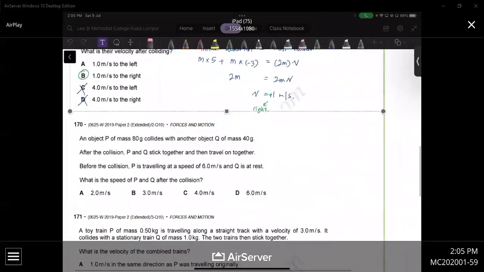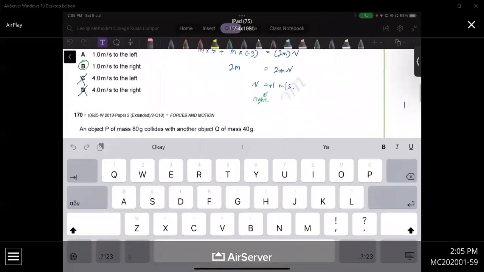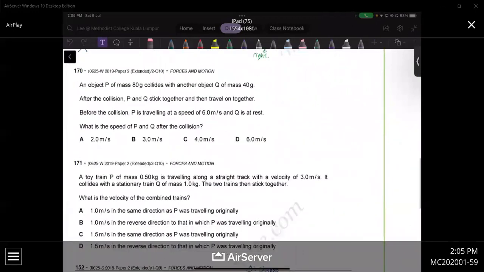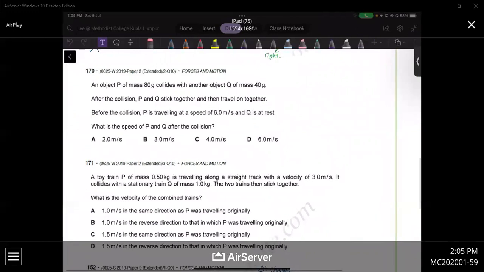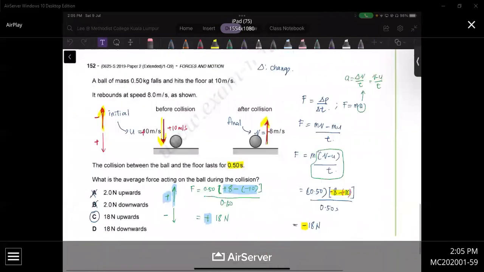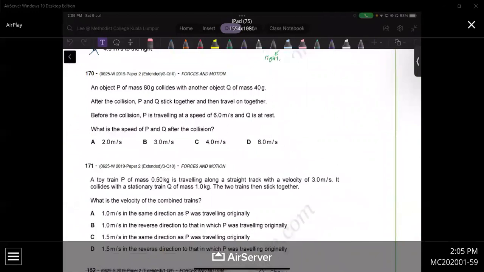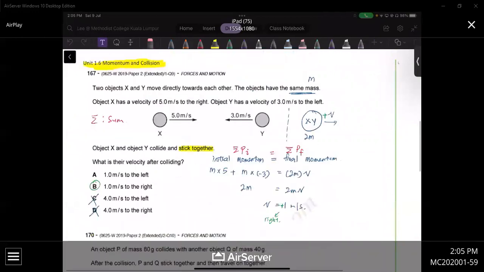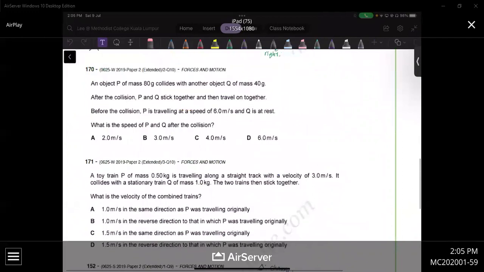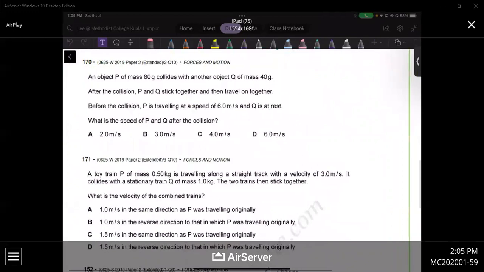So last week we did momentum, right? And I asked you to try 170 and 171. I remember you said yes. Do 1.1 also. Okay, so let's quickly look at 170 and 171.